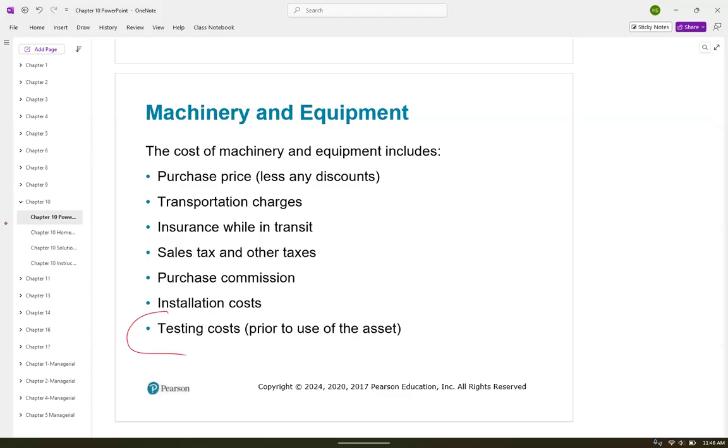So I always think of maybe they're going to add a module onto an assembly line. They're not just going to stick it on there and say, oh, it's going to work right the first time, because that's probably not going to happen. They're going to use some materials, whatever they're making, to test it. Any materials used in that testing phase also gets added to machinery and equipment.